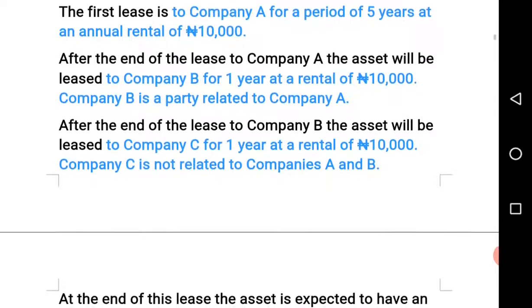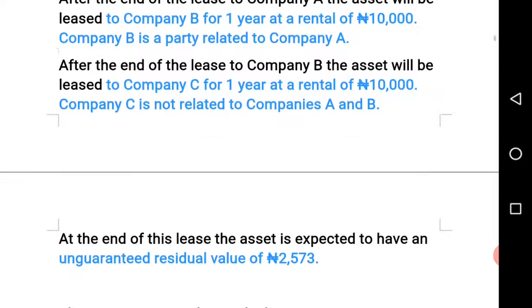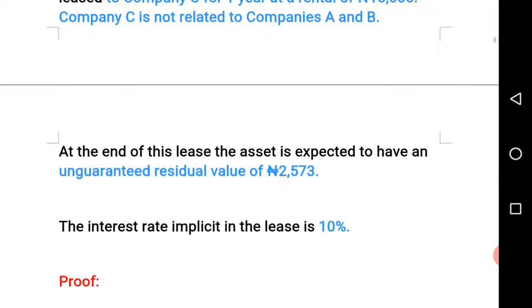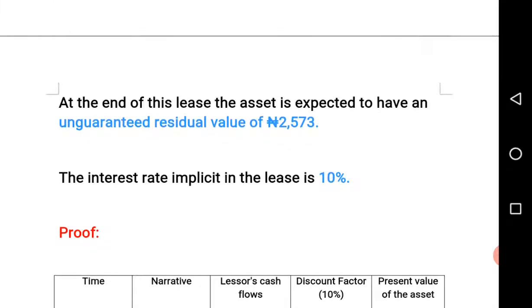Same question. At the end of the lease, the asset is expected to have an unguaranteed residual value of 2,573,2325. The interest rate implicit in the lease is 10%. What we are asked to do is to prove that the interest rate implicit in the lease is 10%. Now, in our previous definition, we gave the definition of interest rate implicit in the lease.